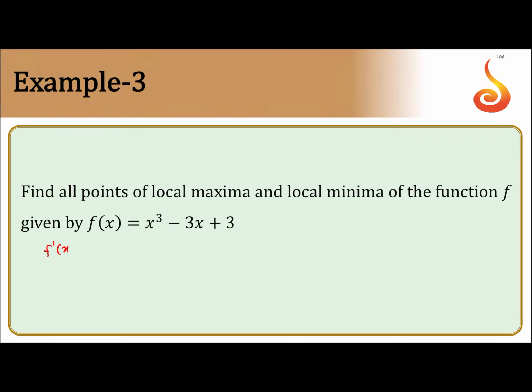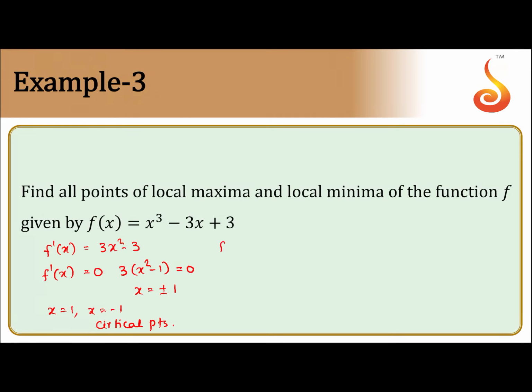f dash x equal to 3x square minus 3. F dash x equal to 0, we get 3 times x square minus 1 equal to 0, x equal to plus or minus 1. So, x equal to 1 and x equal to minus 1 are critical points.